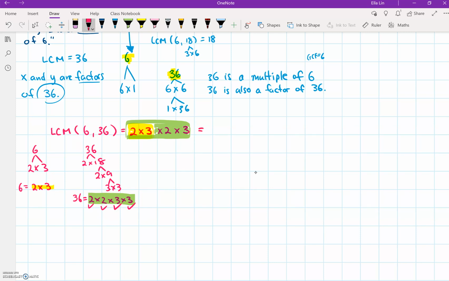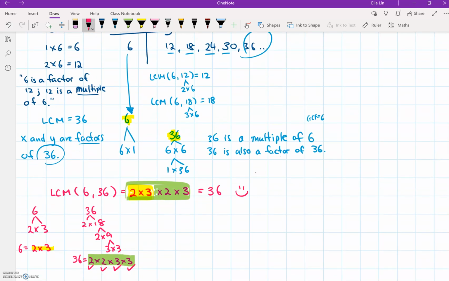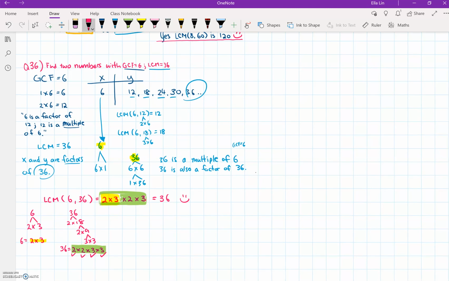This is my lowest common multiple of the two numbers. I multiply them together. 2 times 3 is 6, times 2 is 12, times 3 is 36. There you go. Now I have found my two numbers that fulfill the criteria. Greatest common factor of 6. Yes, my greatest common factor between 6 and 36 has to be 6. And my lowest common multiple is 36 right here.